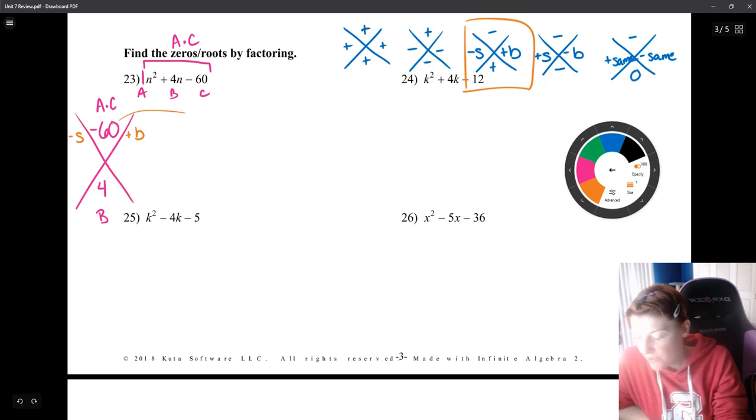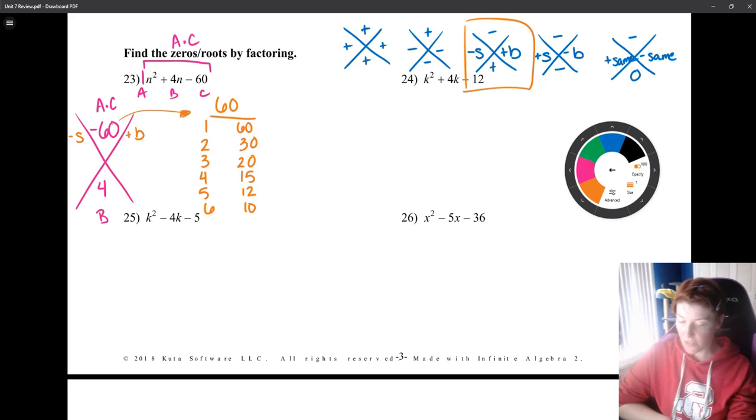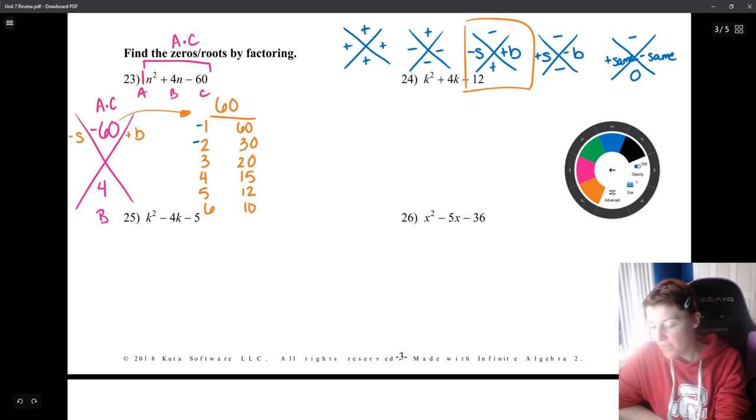I'm going to use the 60 from my factor chart. That says 1 and 60, 2 and 30, 3 and 20, 4 and 15, 5 and 12, and 6 and 10. Those are my factors of 60. I know that my negative number has to be the smaller of those two, so I'm going to make all these negative.